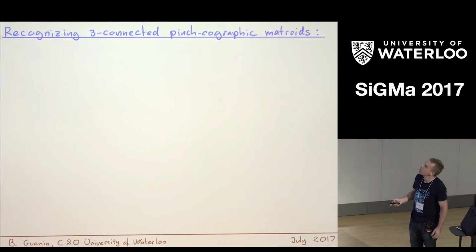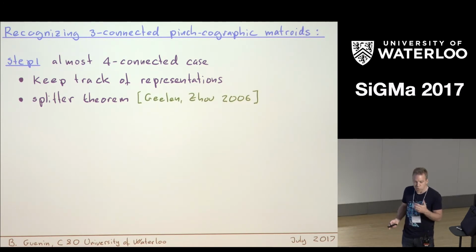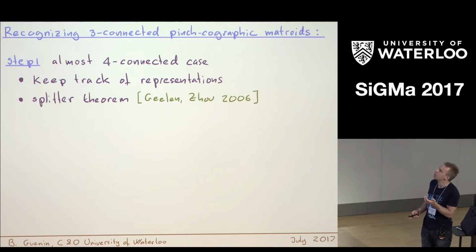All right. And so, how do we go about now recognizing pinch cographic matroids? Well, we're going to do it in 2 steps. First, we're going to recognize almost 4-connected pinch cographic matroids. So we can just keep track of representations in that case, right? Because we don't have too many, so it's just quadratic.